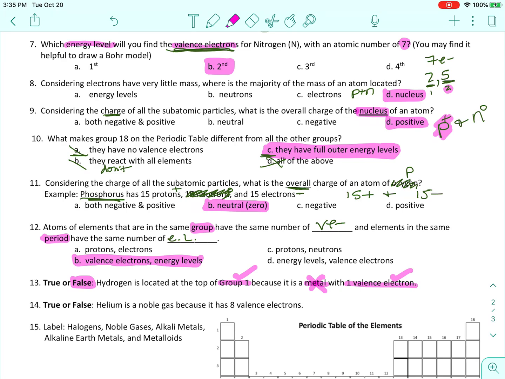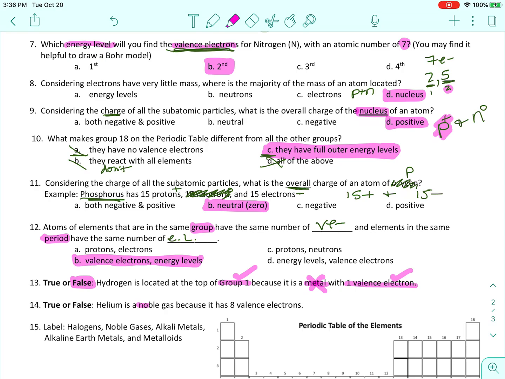And if you notice when you colored it in on your periodic table, you colored it in blue, but the rest of group 1 you colored in green. Lithium, sodium, potassium, rubidium, cesium, francium. Those are all green on your periodic table, and you colored hydrogen blue. So hydrogen, it is in group 1 because it has 1 valence electron, but it's a little different because it's not a metal. So 13 is false.